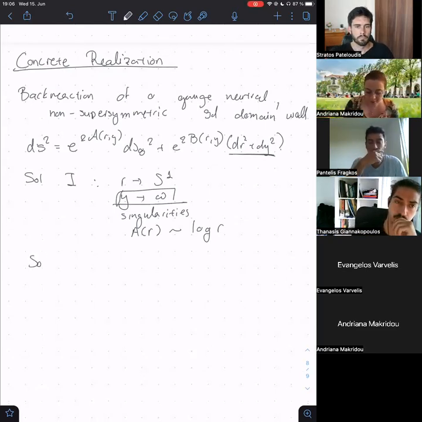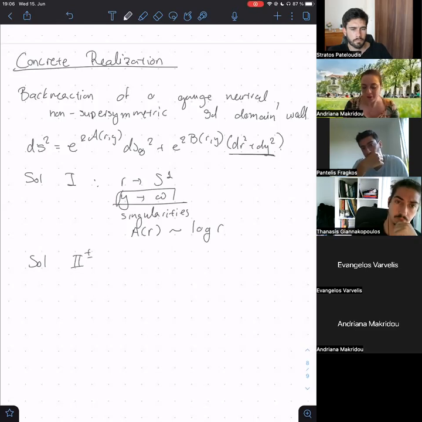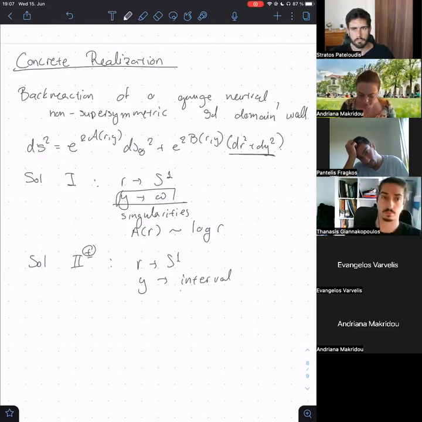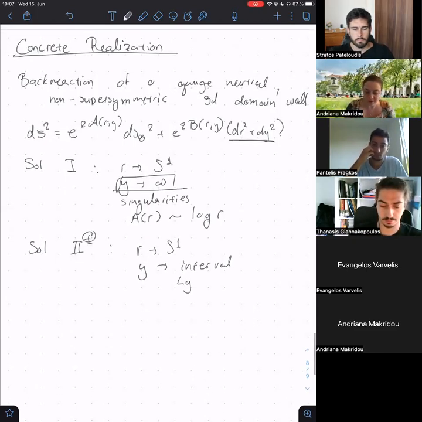But the good thing is that we have this different solution. Okay, we had two solutions, plus minus, due to naming of parameters, but the interesting one is the solution 2 plus. And this solution 2 plus had R being compactified on a circle, but now y was becoming an interval of finite length. In principle, it doesn't matter what the length of this interval was. So now the setup was effectively looking like this.